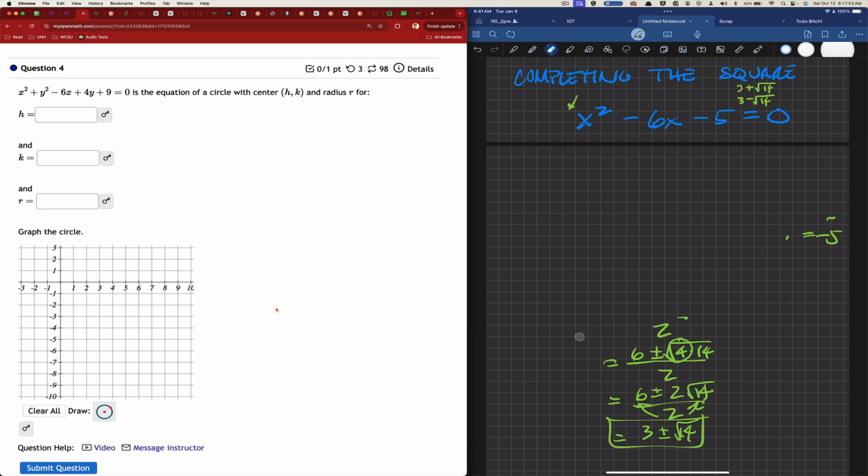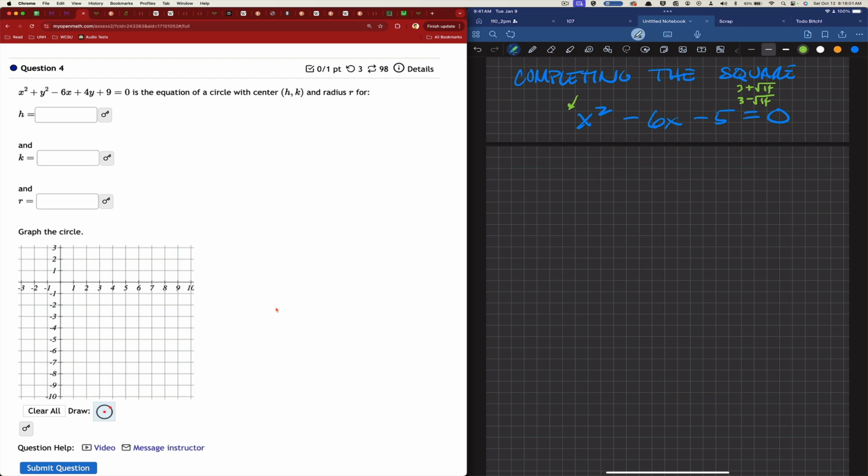This was not a trivial thing. I just made those numbers up, so I get this not so beautiful answer. But this is potentially what you're going to get, or probably what you're going to get, if you have a non-factoring quadratic that you use the quadratic formula to solve, or in this case, use the completing the square.